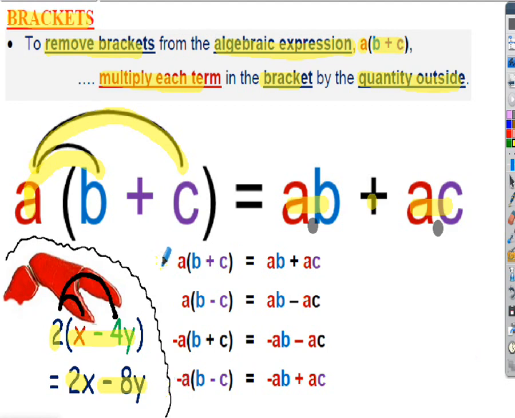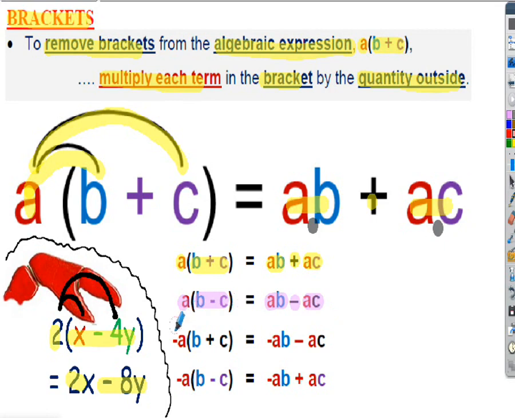Let's look at some illustrations here in algebraic terms. We've already said if a is outside the bracket and b plus c is inside the bracket, then we simply multiply the a by the b, and in this case we add it to the a multiplied by c. Notice a situation where we have a outside the bracket but b minus c inside the bracket. We still go through the same process of multiplying the a by the b, but notice in this case the positive a multiplied by the negative c will result in a negative ac. Just be careful of that sign change there.